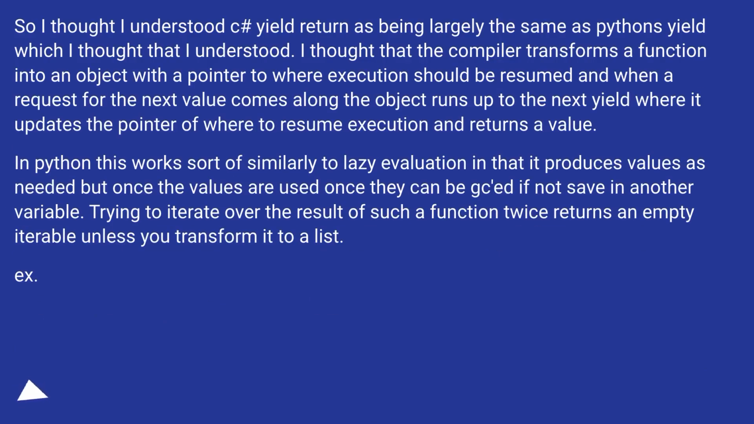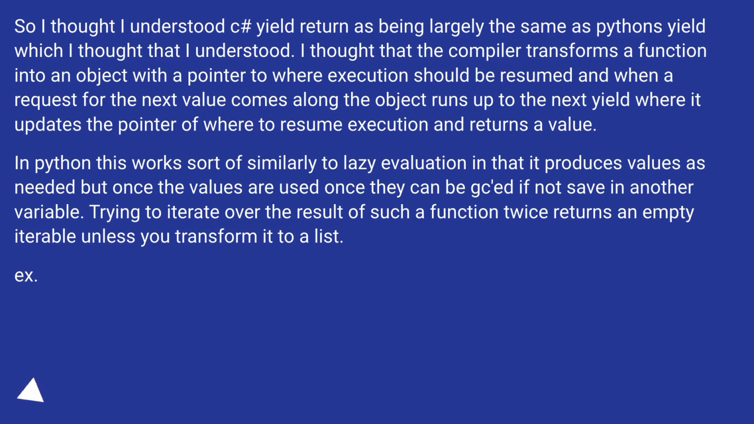So I thought I understood C# yield return as being largely the same as Python's yield. I thought that the compiler transforms a function into an object with a pointer to where execution should be resumed, and when a request for the next value comes along, the object runs up to the next yield, where it updates the pointer of where to resume execution and returns a value.